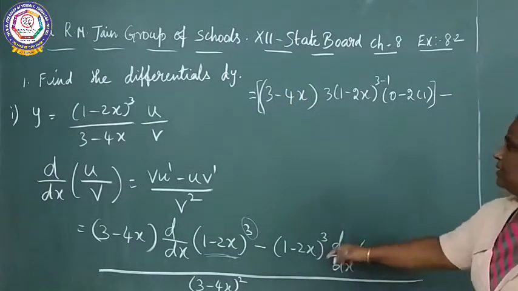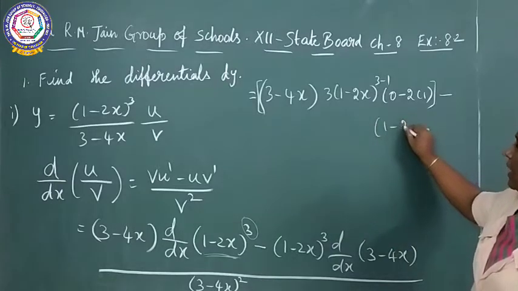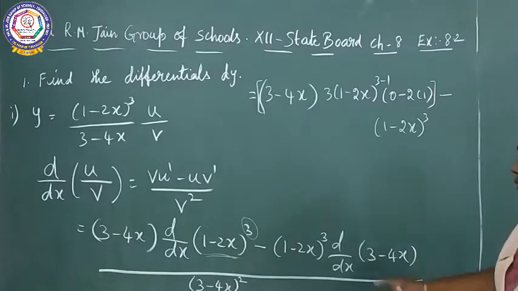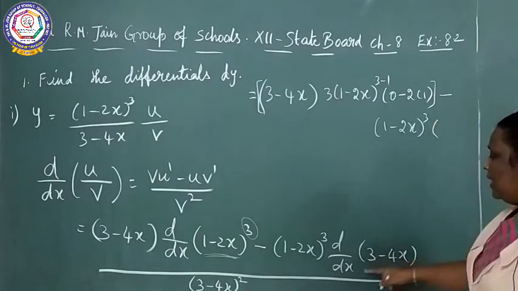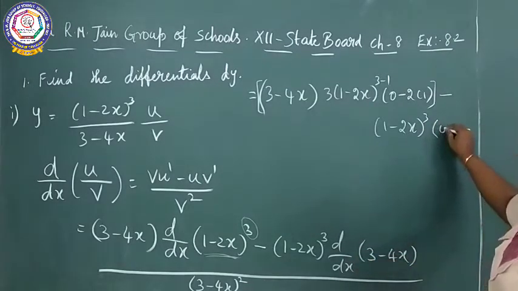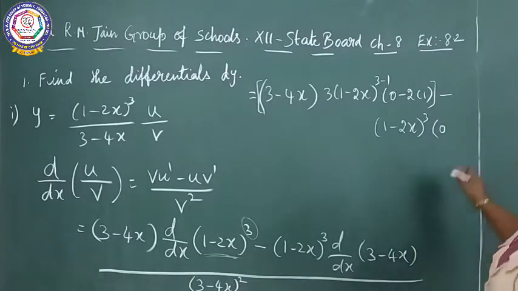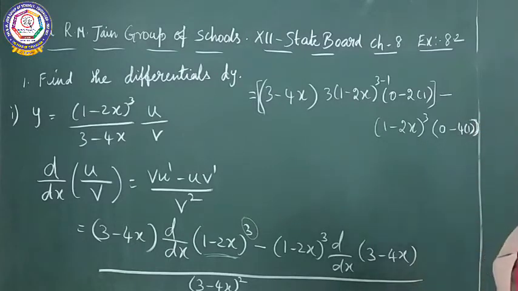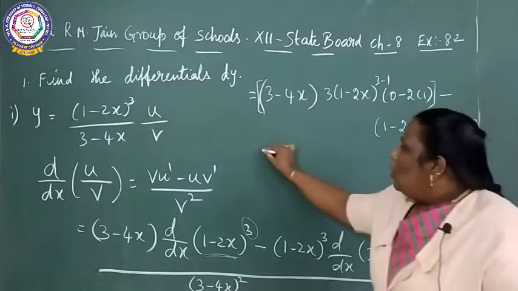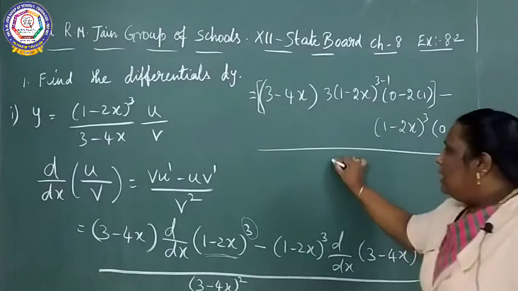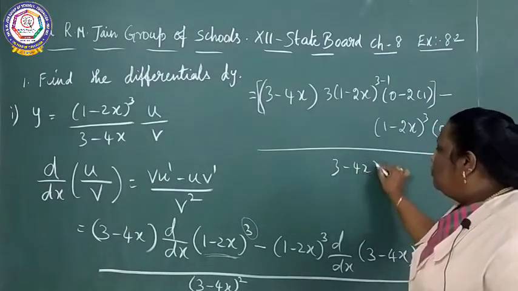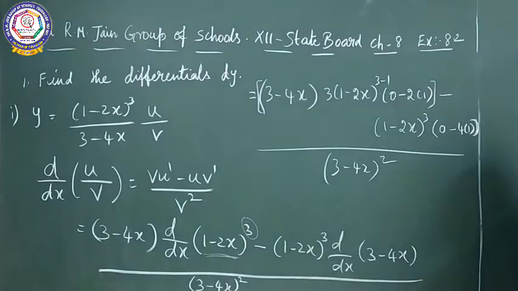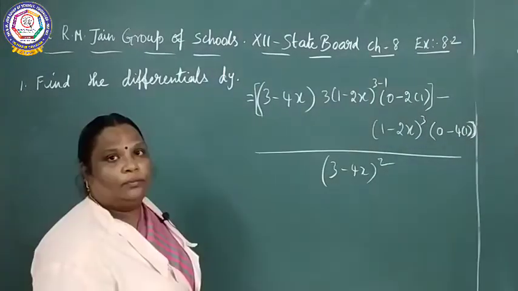Minus, I will write it here: (1 minus 2x) the whole cube, differentiation d by dx of (3 minus 4x). 3 becomes 0, minus 4 into 1, whole divided by (3 minus 4x) the whole square.